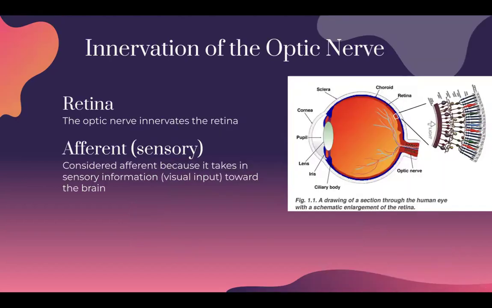Okay, so the innervation site of the optic nerve is going to be the retina. So you see where the light comes in through the pupil, it'll hit the retina in the back, and here's where the ganglion cells convert light into electrical impulses, and then they create axons that form this chain to the optic nerve. Our nerve is more of an afferent or sensory nerve. It is considered afferent because it is taking in sensory information, in this case visual input from the outside, toward the brain or the visual cortex.